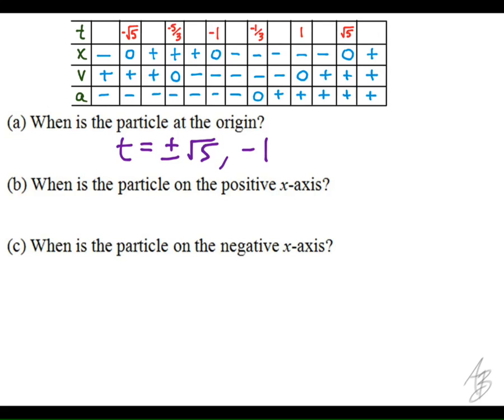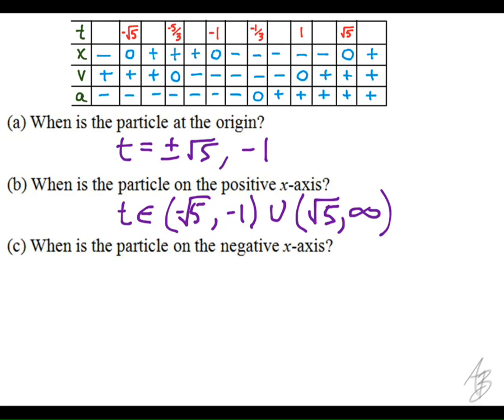When is the particle on the positive x-axis? Well, the positive x-axis is just when the position is positive. So it's going to be when t is in the interval from negative square root of 5 to negative 1. And then x is also positive to the right of the square root of 5, so from the square root of 5 to infinity.